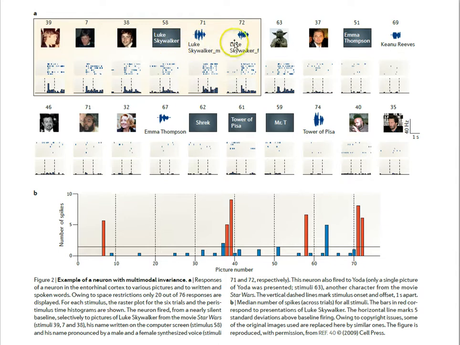somebody saying Luke Skywalker. So now we're starting to see, unlike the inferior temporal neurons that are sort of in the visual pathway, this hippocampal neuron can be activated by auditory stimuli and written, that's visual also, but of a different kind than a picture.